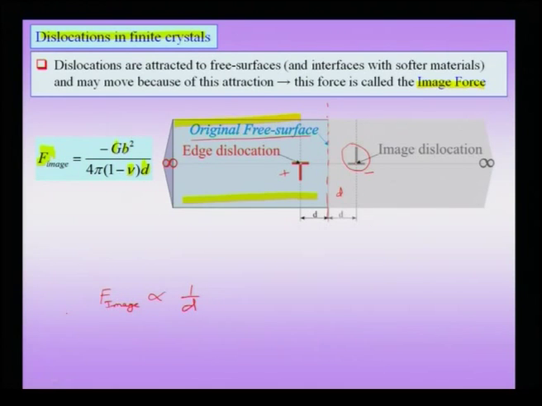This is, of course, a classical formula. I have illustrated it for the case of an edge dislocation, but it is essentially true also for a screw dislocation, that it will feel a force towards the free surface. However, in the case of an edge dislocation, though the force does not change, there are issues related to the cancellation of the tractions when you use an image construction.